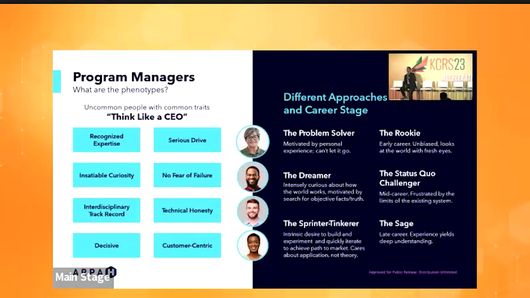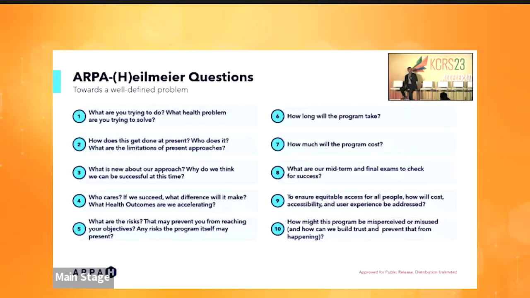What does the application process look like? Well, I'll talk about that a little bit. We have these questions. We call them the Heilmeier questions. There are 10 of them, pretty straightforward. Our application is 3 pages. So you fill that out, you answer the questions to the best of your ability, pitch your idea, and you send it in. It is different, isn't it?